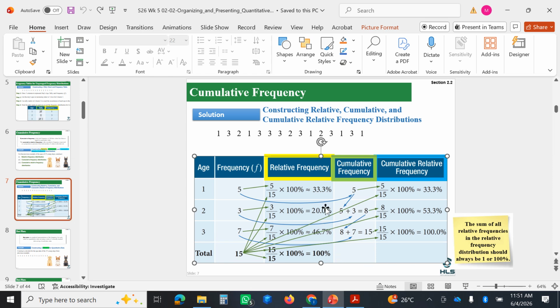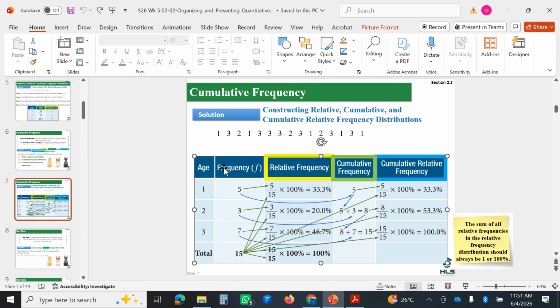100. And why they say 1 or 100, you see they're multiplying by 100, but if you just didn't, 5 divided by 15, you get 0.333. You just get a decimal, a decimal, a decimal, add them up, you would get 1. Different schools of thought, doesn't really matter. Okay? So that is your age.